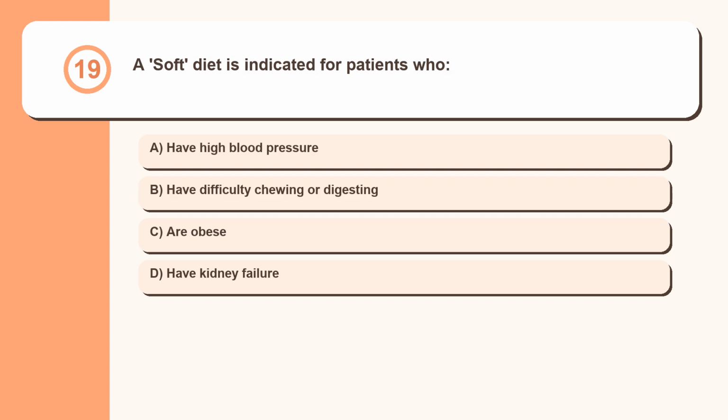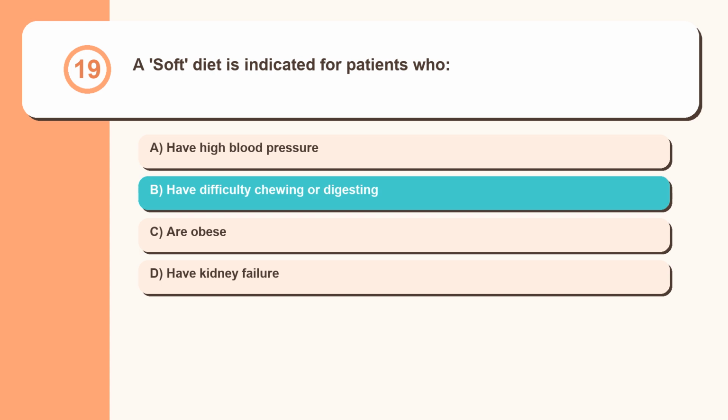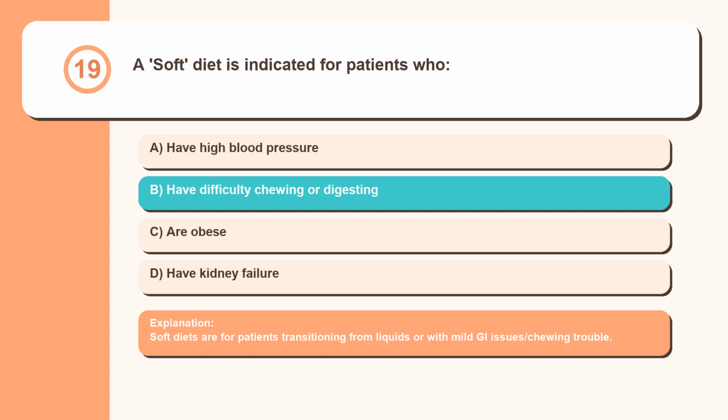Question 19. A soft diet is indicated for patients who have high blood pressure, have difficulty chewing or digesting, are obese, have kidney failure. Soft diets are for patients transitioning from liquids or with mild GI issues or chewing trouble.